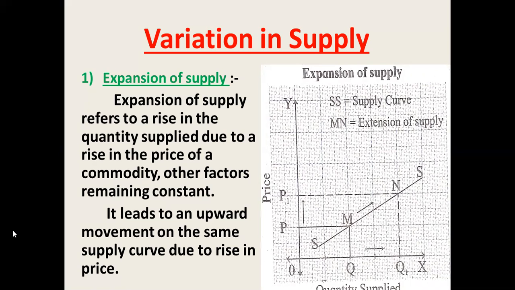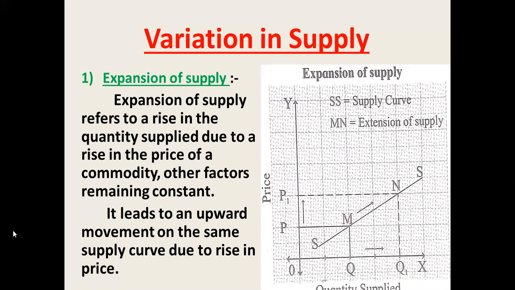See now, in the supply curve the movement is from left to right, upward, and MN is along the same supply curve. MN explains the rise in price, so it leads to an upward movement. This is known as the expansion of supply. SS is the supply curve. The MN point explains the expansion of supply: the price will rise, other factors remaining constant, so the supply is also increased.